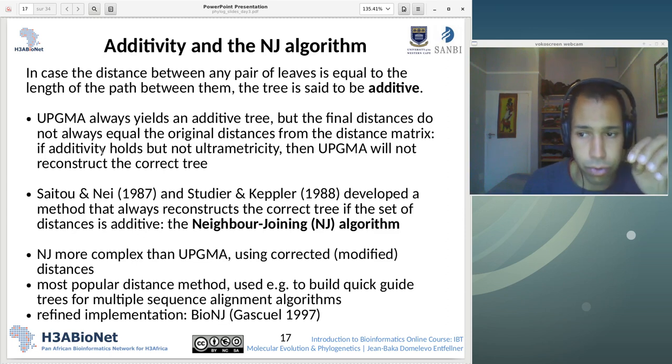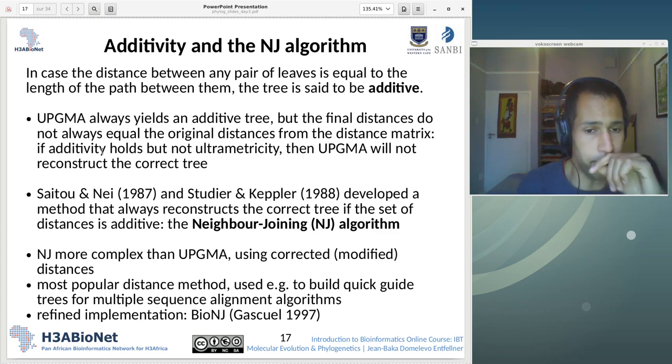Because we know that the molecular clock hypothesis is not true. Some branches of the tree of life have evolved at a faster rate than others. So it's important to be able to design tree inference methods that do build the correct tree in case the ultrametricity property doesn't hold.